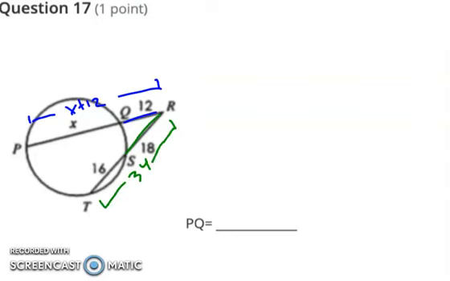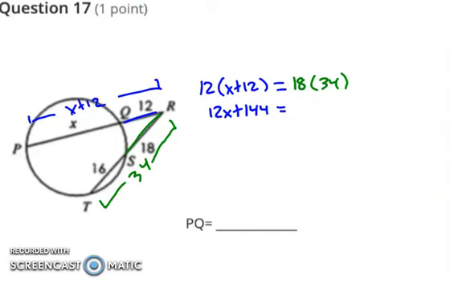I have 12, the outside times the whole thing, equal to the outside 18 times the whole thing, 34. On this side I need to distribute, 12x plus 144. On this side I just have 18 times 34, which is 612. I need to subtract 144 from that and end up with 12x equal to 468, and then divide by 12. X is equal to 39.